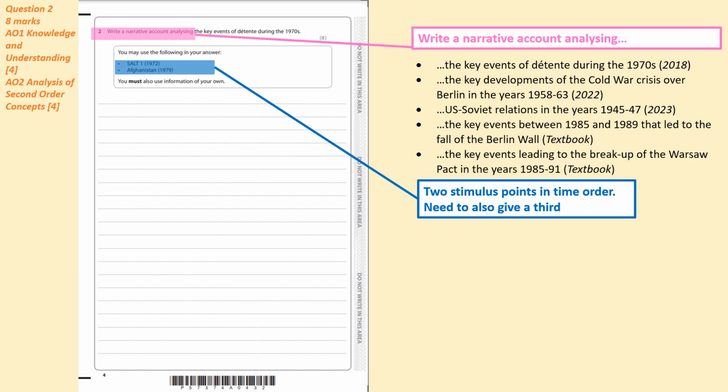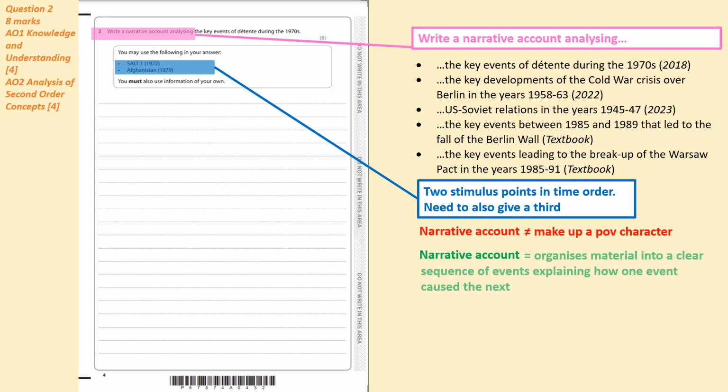Question 2 uses the term narrative account, but this does not mean make up a point of view character that witnesses what happens. Do not do that. What is meant by narrative here is an account which organises material into a clear sequence of events. And the best responses explain in depth how one event caused the next. Your account needs to be coherent, i.e. make sense, and logically structured, i.e. in time order, with a beginning, development, and an end, rather than 3 unlinked paragraphs.